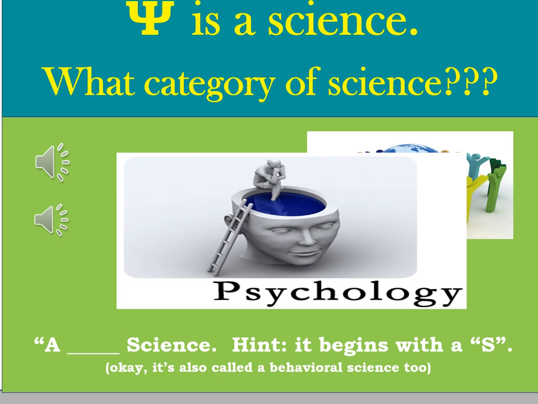So let's consider what category of science psychology is in. When I ask my course, sometimes I get natural as an answer. Natural sciences would include things such as biology, chemistry, and physics, and so on. It would be in the category of social science. If you were thinking behavioral science, that's also a correct answer, but I prefer social science, so I'll ask you to use the phrase social science when you think of it in our course.